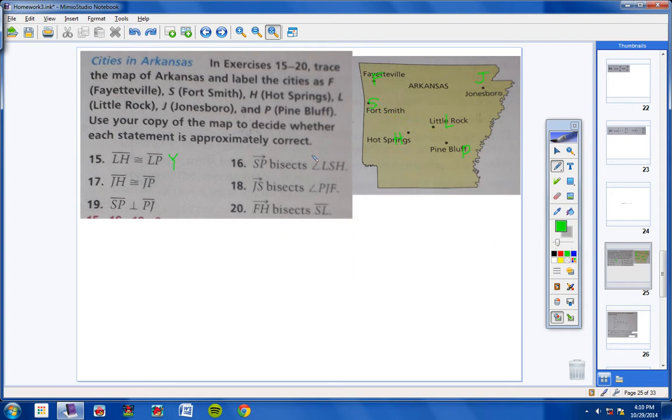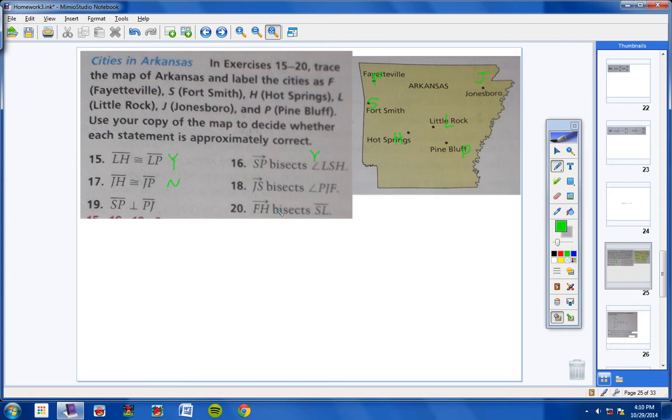So, yes. Okay, number 17 is JH congruent to JP. I would say no. It looks like JH is a little longer, so I would say no to that.